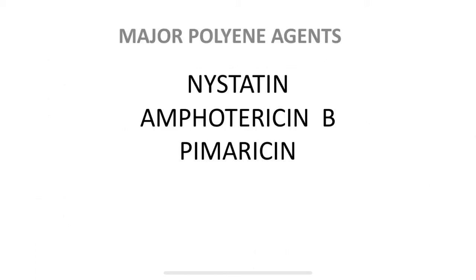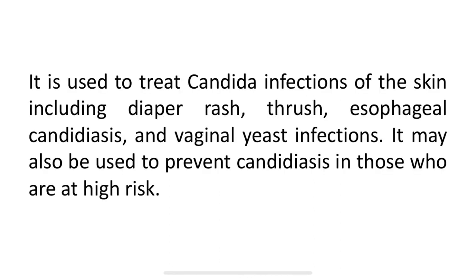There are three major polyene agents: 1. Nystatin, 2. Amphotericin B, and 3. Pimaricin. For its clinical use, it is used to treat candida infection of the skin, including diaper rash, thrush, esophageal candidiasis, and vaginal yeast infection. It may also be used to prevent candidiasis in those who are at high risk.